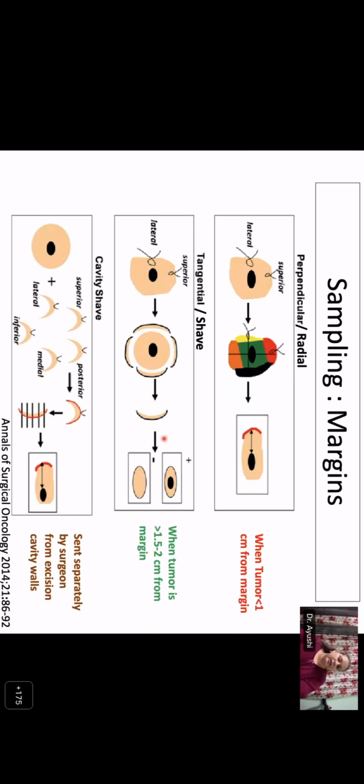And the difference in evaluation here is crucial. So we have to know what kind of margin we have taken, because in a radial margin, you will always have a tumor along with the ink, while in a tangential or shave margin, if there is presence of tumor, it is considered a positive margin regardless of the ink. And if there is no tumor identified, then it is a negative margin.